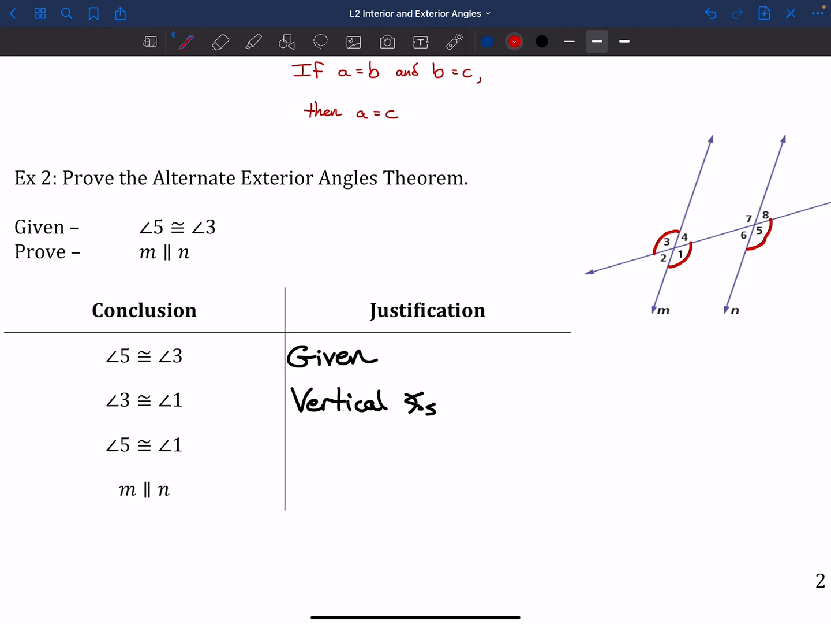After that, how do I know that 5 and 1 should be the same, right? Well, we actually just talked about it. We have the transitive property, right? If 5 is the same as 3 and 3 is the same as 1, then that means that 5 has to be the same thing as 1, right? We just got that little layover in between, right? So we can use the transitive property here.